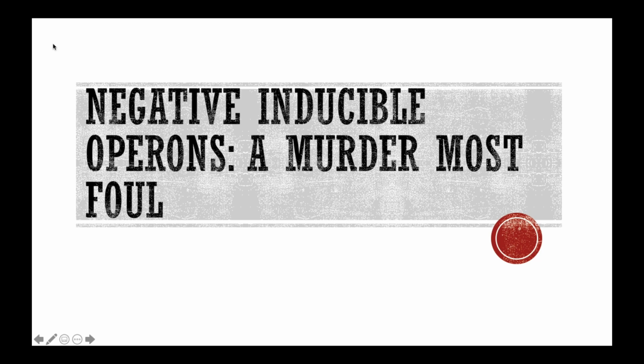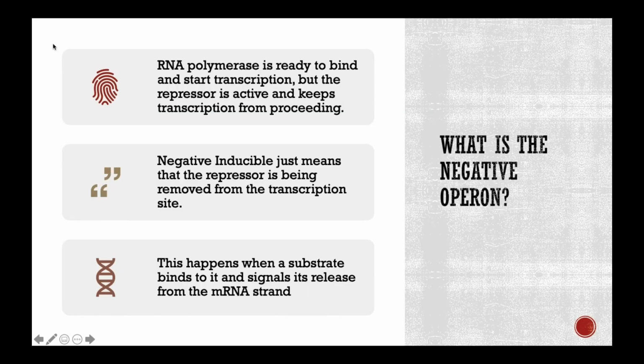Negative inducible operons, a murder most foul. What is the negative operon? RNA polymerase is ready to bind and start transcription, but the repressor is active and keeps transcription from proceeding. Negative inducible just means that the repressor is being removed from the transcription site. This happens when a substrate binds to it and signals its release from the mRNA strand.